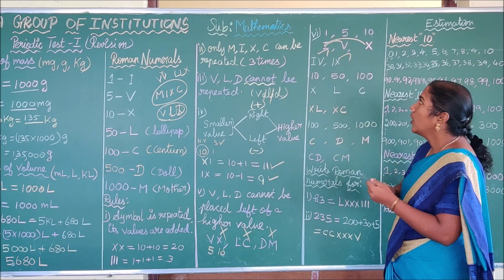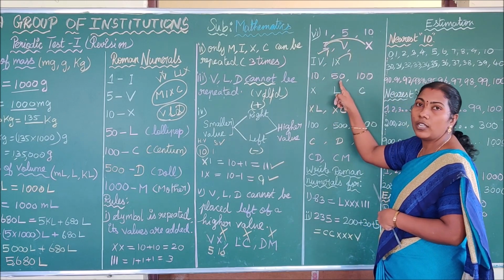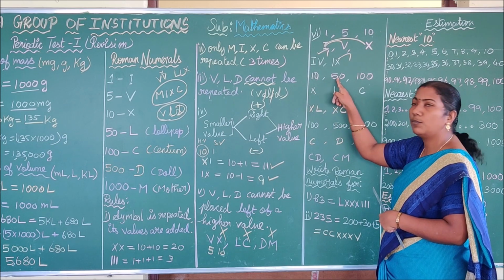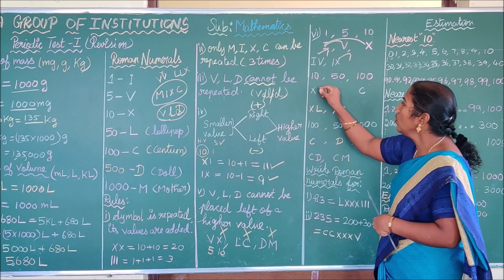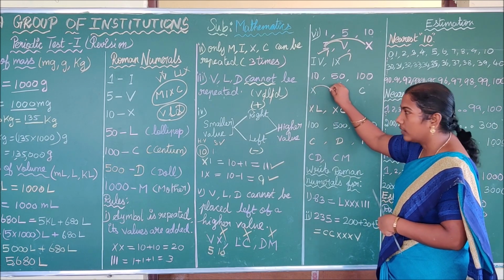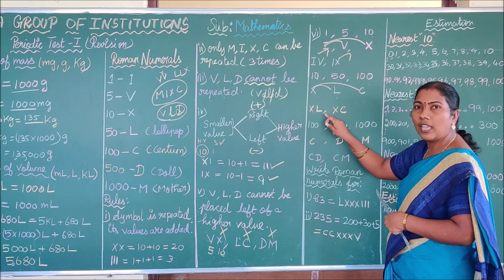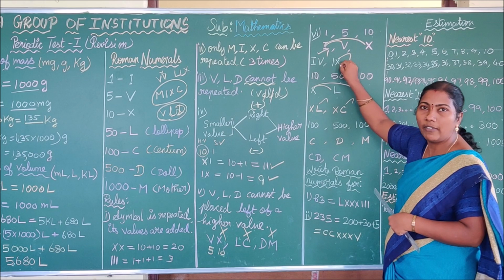IV, IX. Now you have to add 0 with 1, 10; 0 with 5, 50; 0 with 10, 100. What is the symbol for 10? X. What is the symbol for 50? L. What is the symbol for 100? C. Okay. Now X comes to the left of L, and X comes to the left of C, that is XL, XC. These are the valid ones. These are the valid symbols.